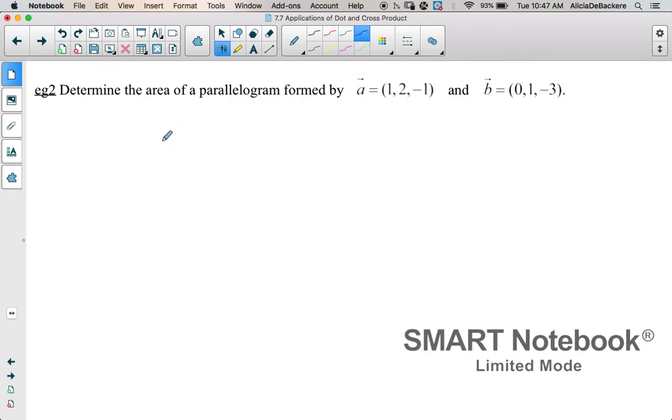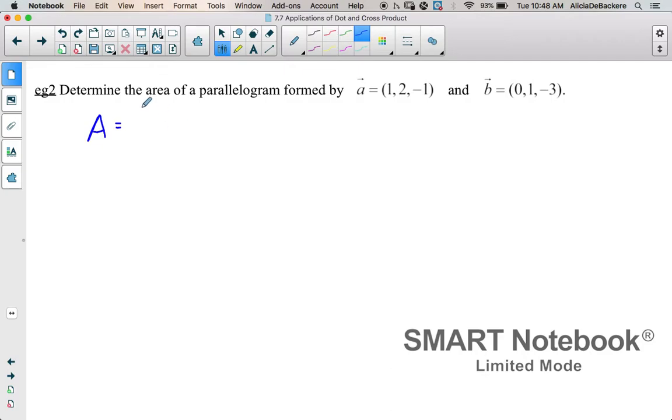Okay, so we're going to determine the area of a parallelogram formed by vector A and vector B. So we're given those vectors in component form. So we'll be using that version of the cross product magnitude. There is another cross product magnitude formula that involves the magnitudes of the vectors and the angle in between, but we don't have the angle in between, so we'll just go with the cross product formula.